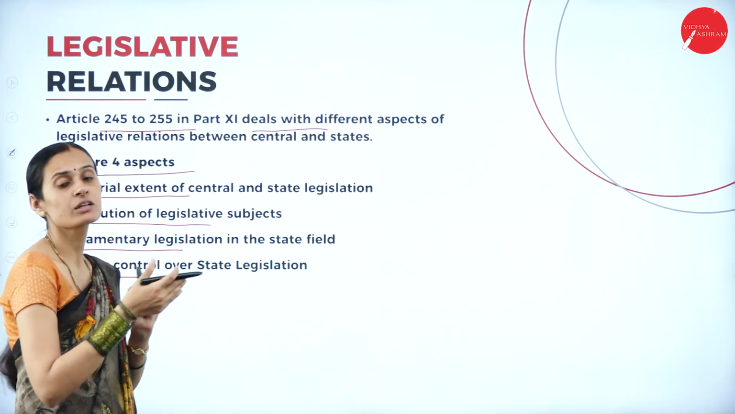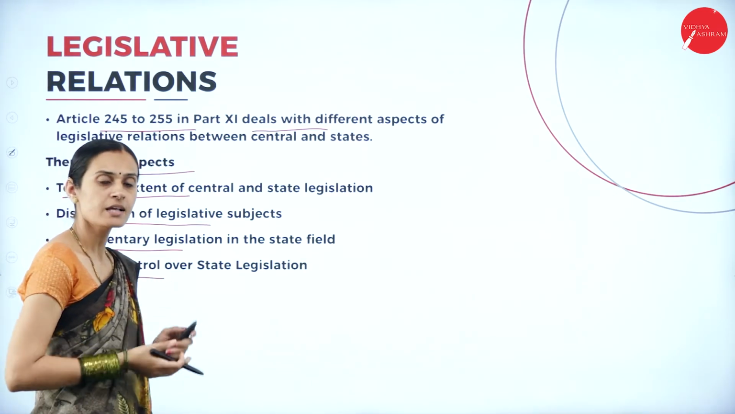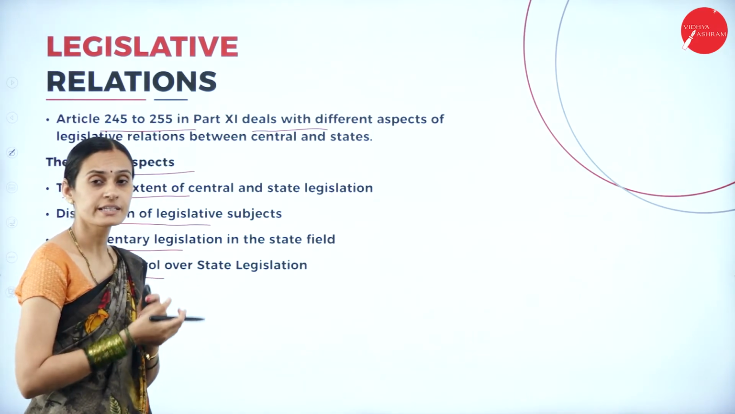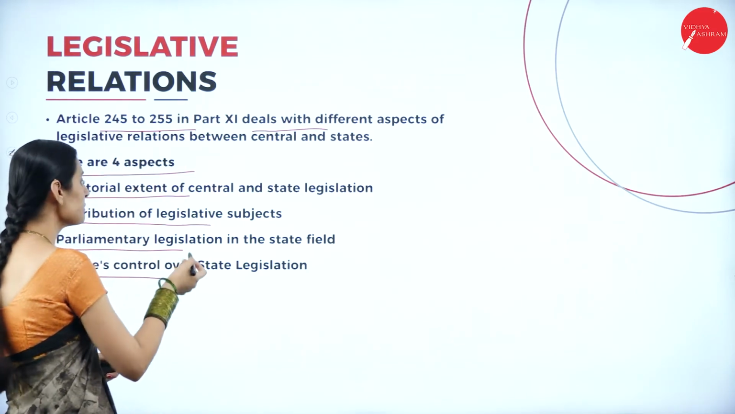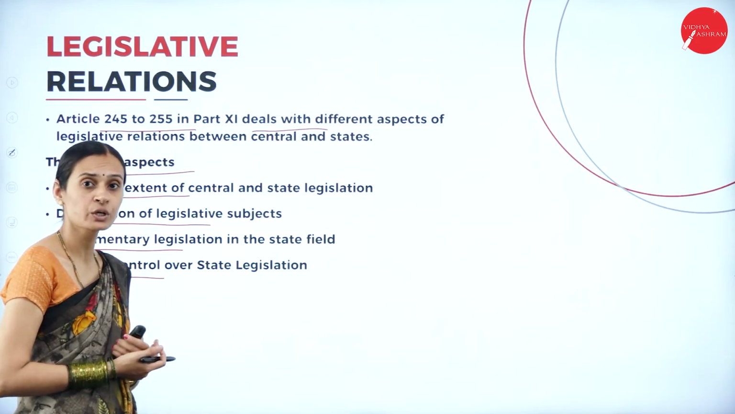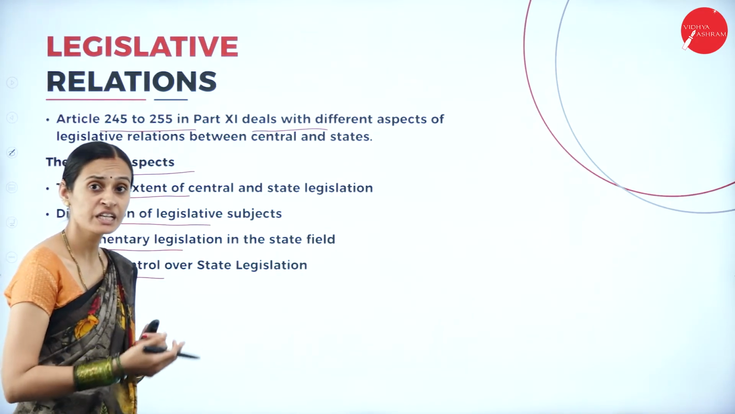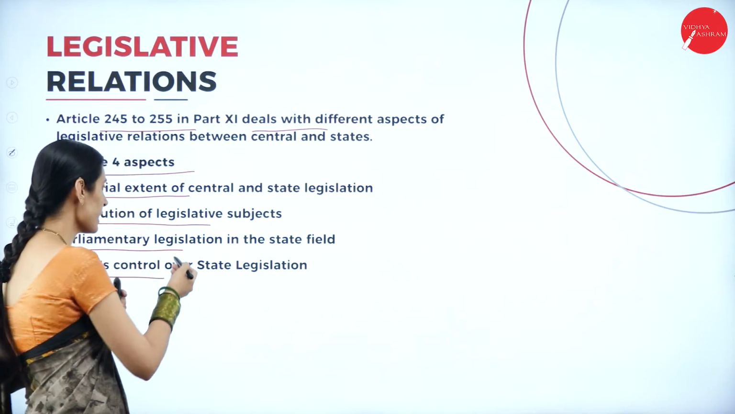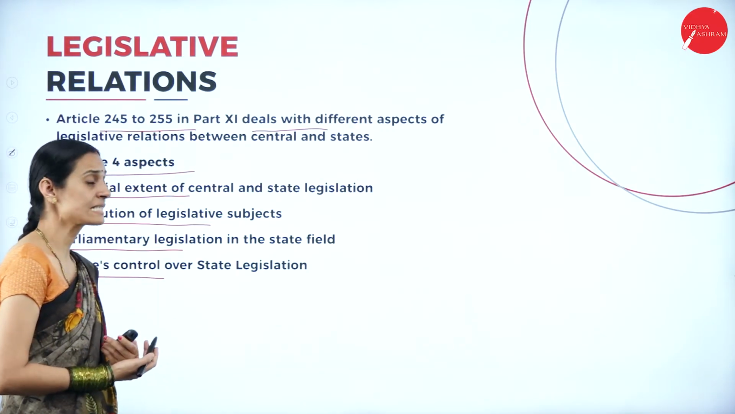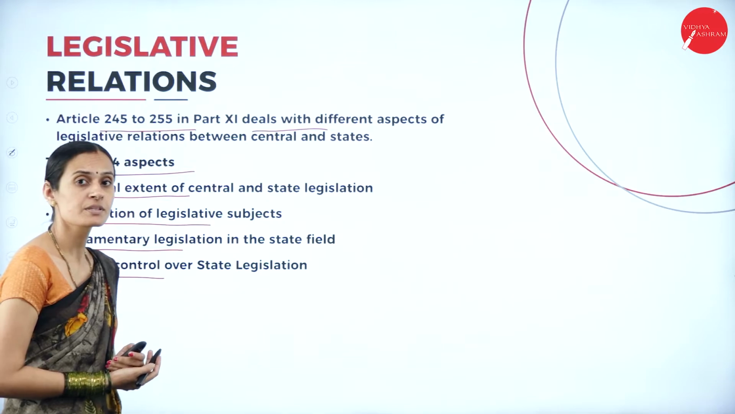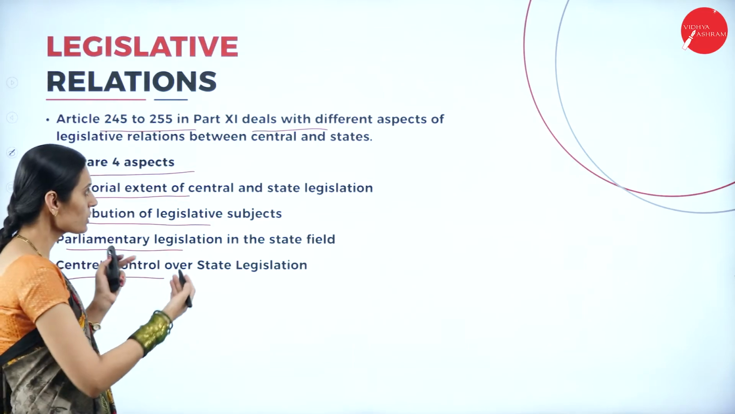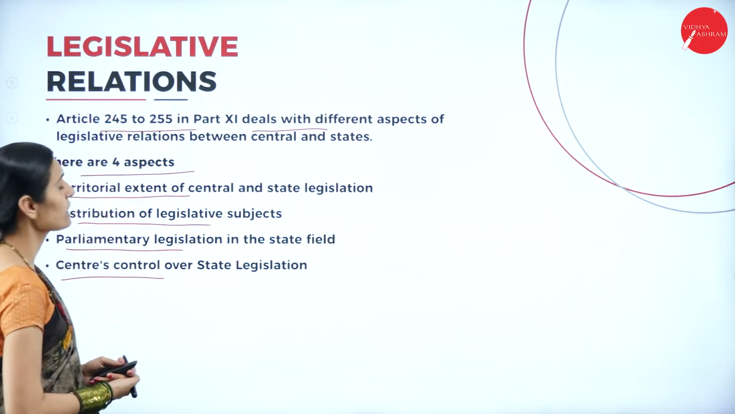The parliament will make laws, and then the state government has a separate right to make laws by itself, and it makes laws in the state list. And the next one, parliamentary legislation in the state field: during a national emergency, when states make a request, or for implementation of international agreements, the legislation in the state field will apply. And the last one, the center's control over state legislation. Here the President of India will enjoy absolute veto power. Okay, so these all come under the legislative relationship.